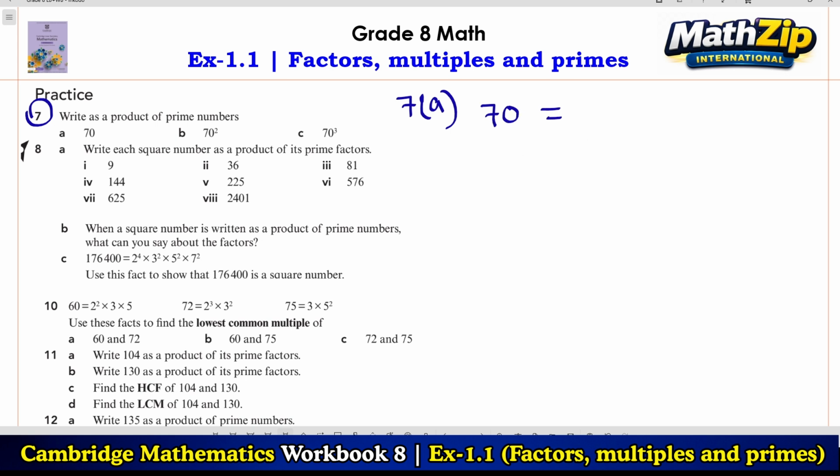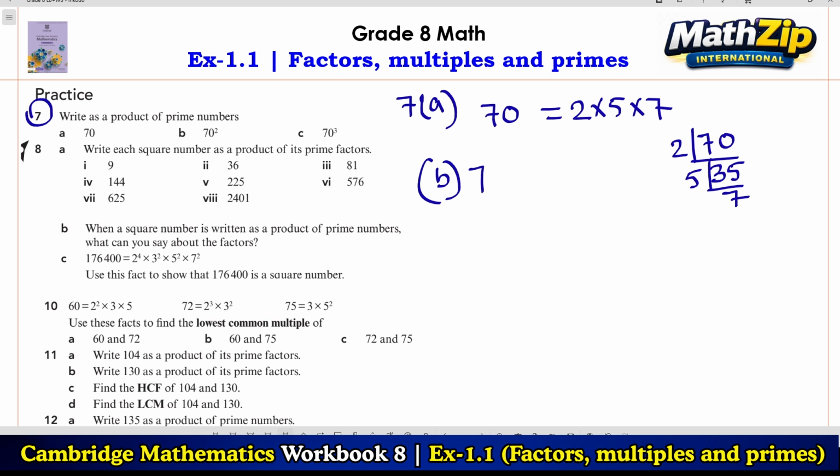How can I write this one? 70 is an even number, so we can divide by 2. So it will be 35. This one we can divide by 5, so it will be 7. So 2, 5, 7 are all prime numbers. Once we multiply 2 times 5 times 7, this is a product of prime numbers. So this is 70. What about part B?